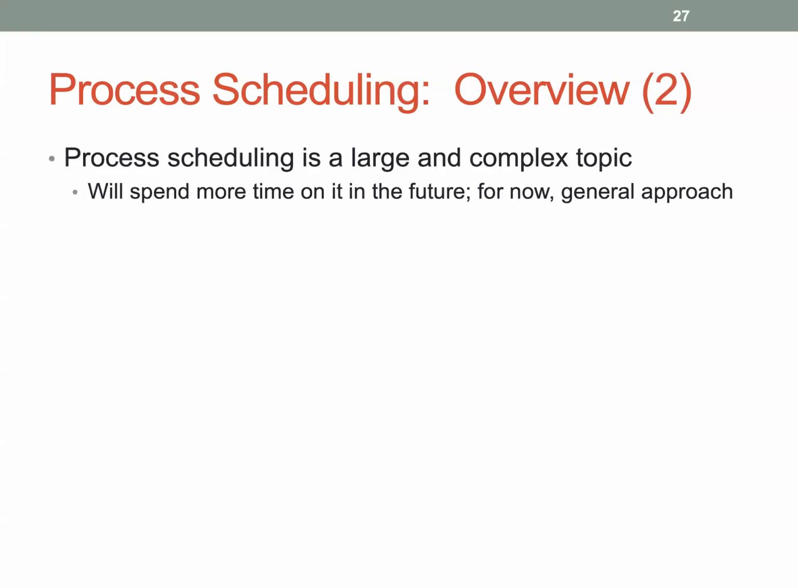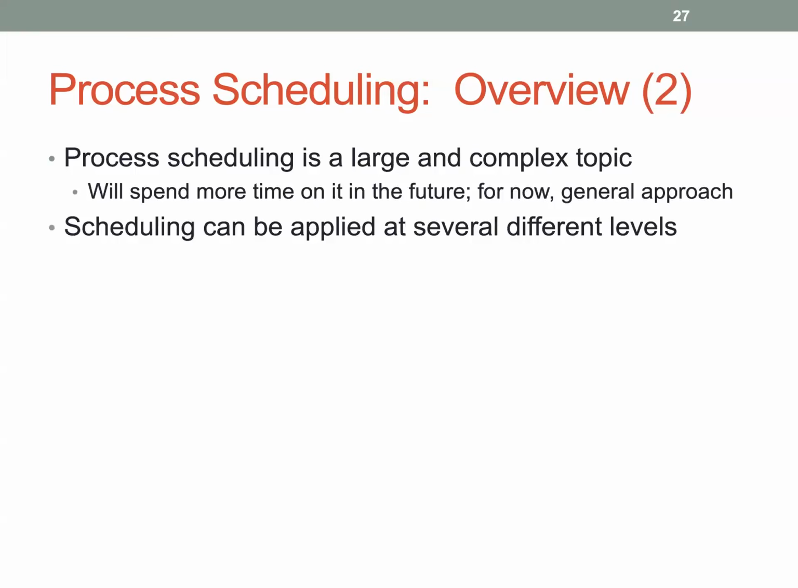So process scheduling is a complex topic. We'll spend a couple lectures talking about it, but I want to talk about it at least at a high level today. There are multiple levels at which we can manage the scheduling of processes. I already mentioned earlier in the lecture that there's the ability to suspend a process so that it's not scheduled at all, and then resume it so that it ends up back in the OS ready queue.